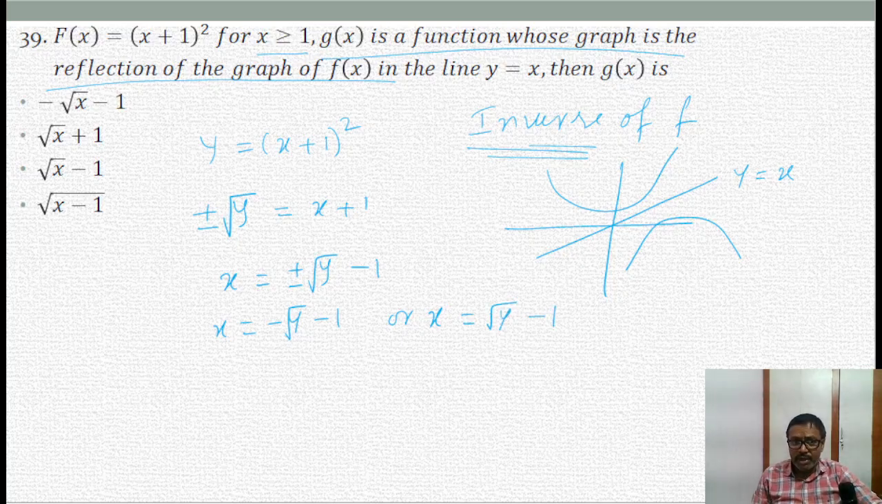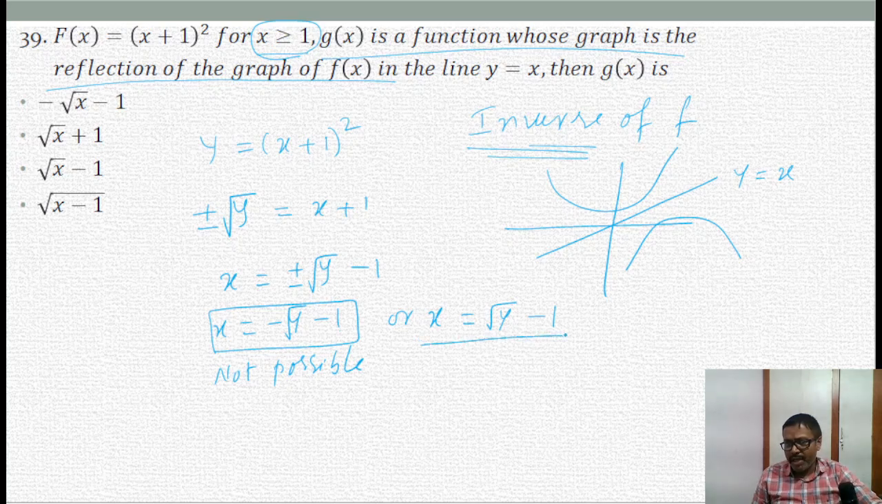One condition is given. Be very careful, friends, about which option to choose. Here the condition is given, x is greater than or equal to 1. If this value is also negative, then this function is not possible, because it will give you a negative value of x, but x must be, they have given, greater than or equal to 1. So your function must be x is equal to root y minus 1. So this can be written as g of y is equal to root y minus 1. You can change it into x. So g of x is equal to root x minus 1. So your option is option 3 for this question, friends.